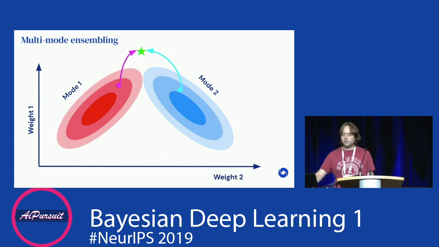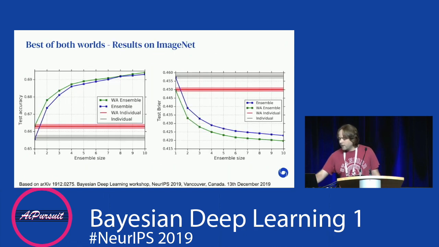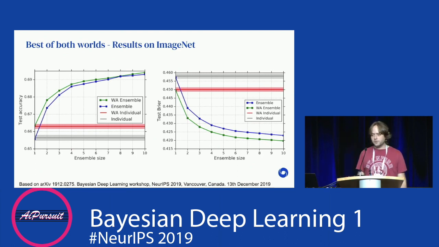However, we can get both. We can get the best of both worlds by first doing weight averaging in the individual modes and then averaging the predictions of those averaged solutions. This, as we verified on ImageNet, provides both superior accuracy as well as better calibration measures.